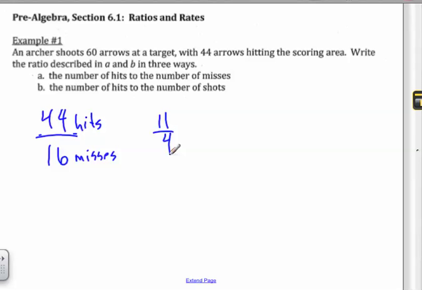What's another way that I can write that ratio? Not as a decimal. No. How else would I write this ratio?